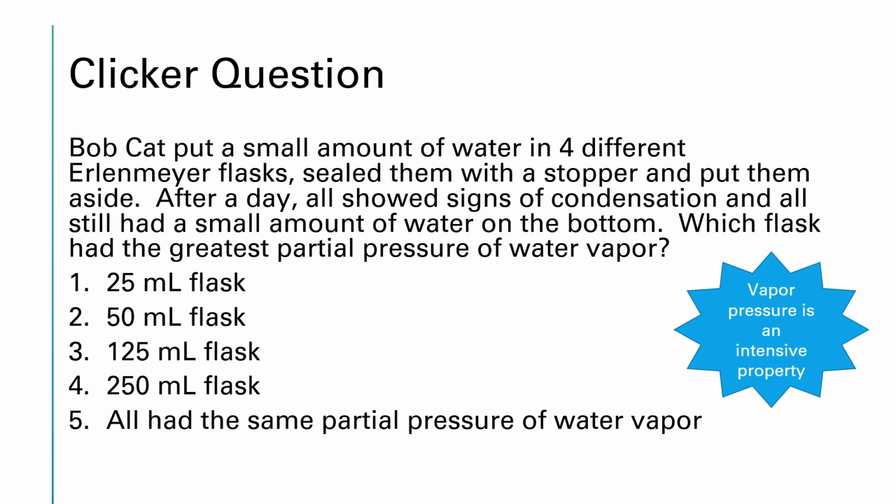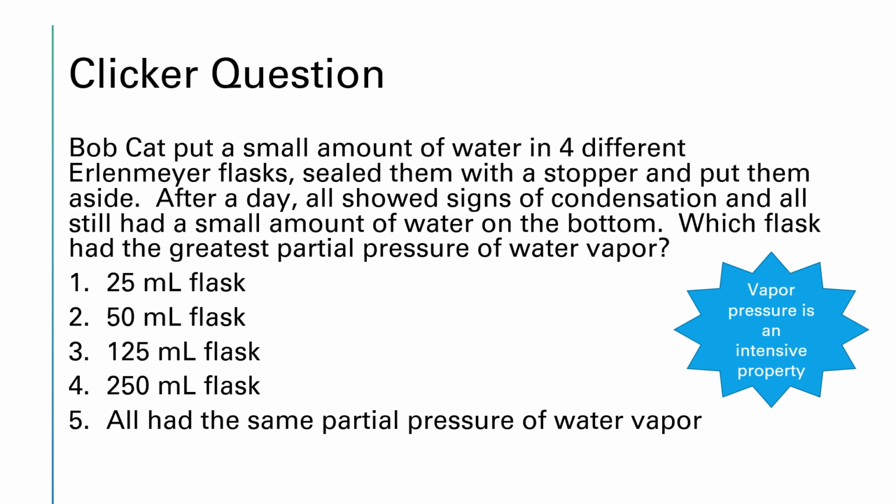This says that Bobcat is going to put a small amount of water into 4 different Erlenmeyer flasks, seal them up with a stopper, and set them aside. After a day, all of them looked like the flask at the very beginning of this presentation, where there was still a small amount of water on the bottom, and there's definitely condensation on the sides. So the question I'm posing is, which one of these flasks had the greatest partial pressure of water vapor?